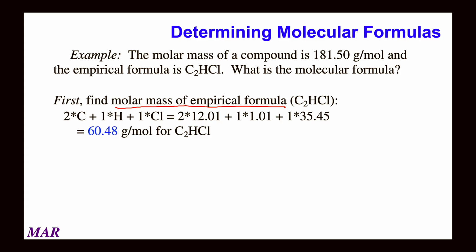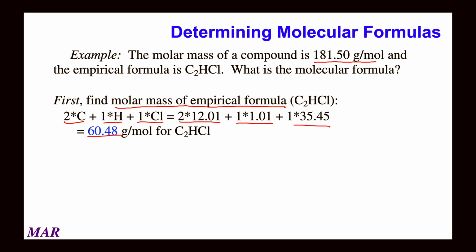What you need to do is first find the molar mass of the empirical formula. So the empirical formula was given to us here, C2HCl. If you add up 2 carbons, 1 hydrogen, and 1 Cl, you would have 2 times 12.01 for carbon, 1 times 1.01 for hydrogen, and 1 times 35.45 for chlorine. 60.48 is the molar mass of the empirical formula. And you can see this number is quite a bit different than the molar mass of the whole compound.